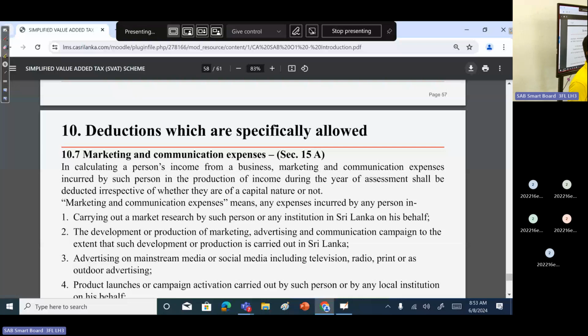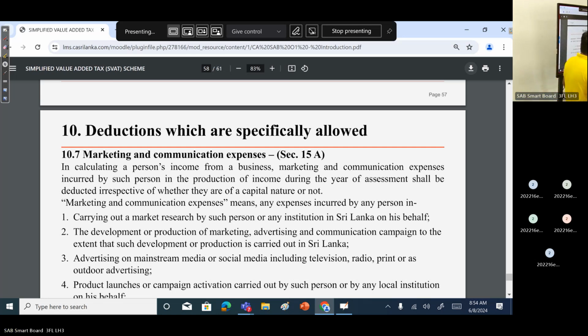What is this type of thing? What is the requirement of this type of thing? What is the market we need to address? So we can analyze the market by age, gender, and geographical factors. Right? Then carrying out marketing research by such person or any institution in Sri Lanka on his behalf.